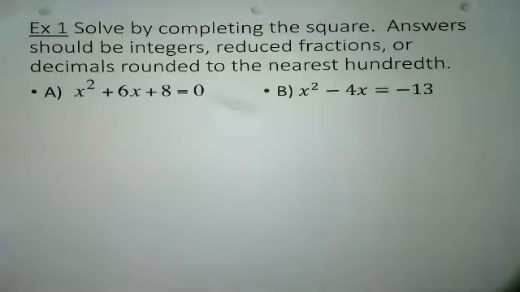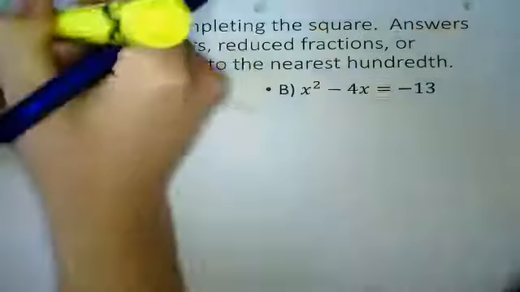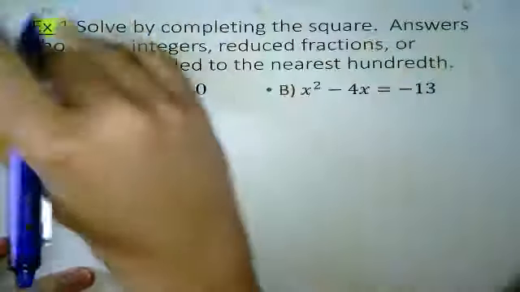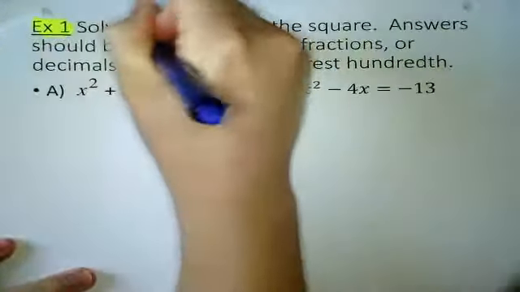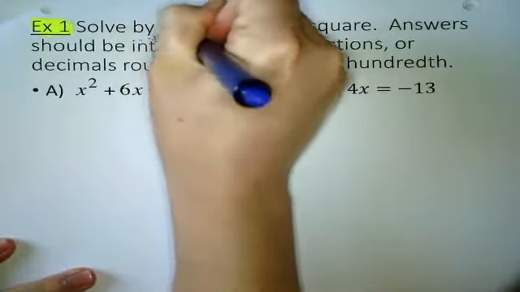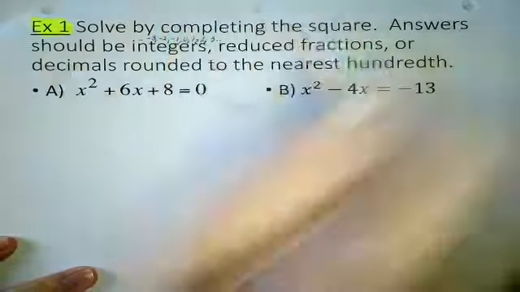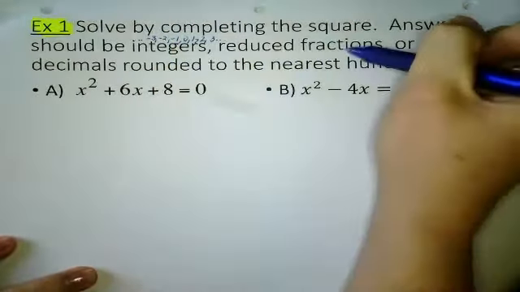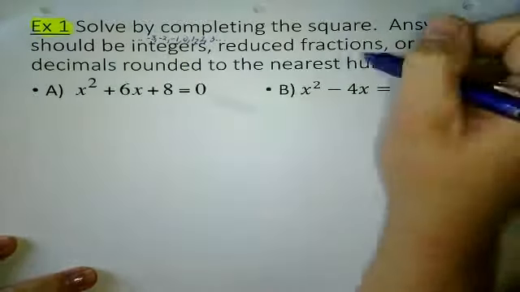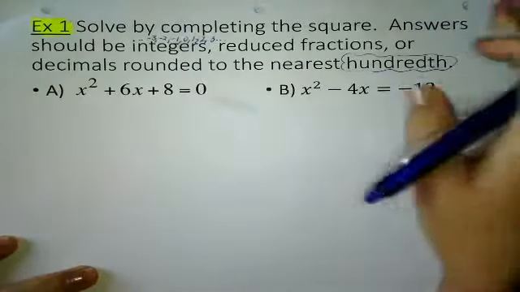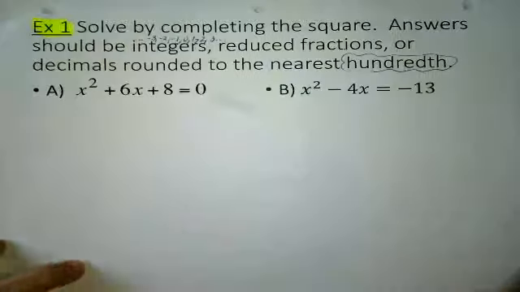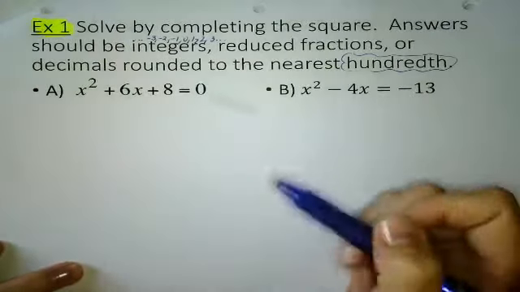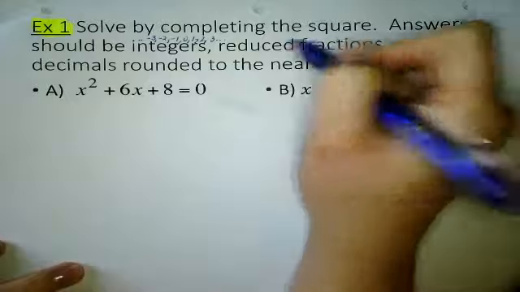So example 1, solve by completing the square. Answers should be integers. This is a good time to talk about integers. Integers are the positive and negative whole numbers: -3, -2, -1, 0, 1, 2, and 3. Those are all integers. Answers can also be fractions, that's fine, or decimals rounded to the nearest hundredths. We're going to round our answers because everything you'll be able to do on your calculator. So if it comes to it, we can use our calculator and get some decimals, but maybe we won't need to. So solve by completing the square is a very interesting process.